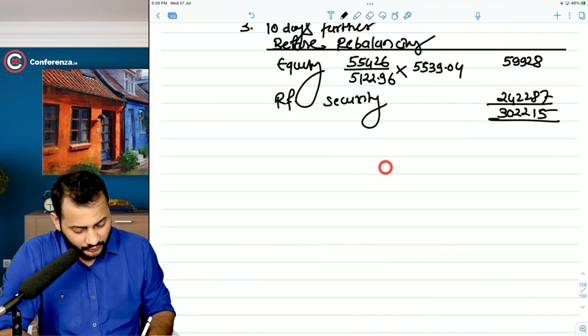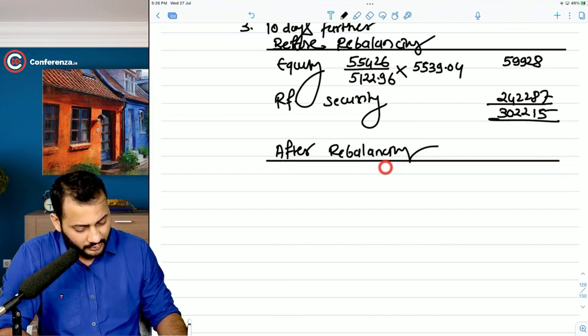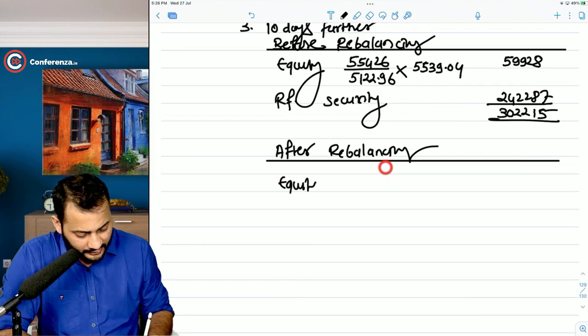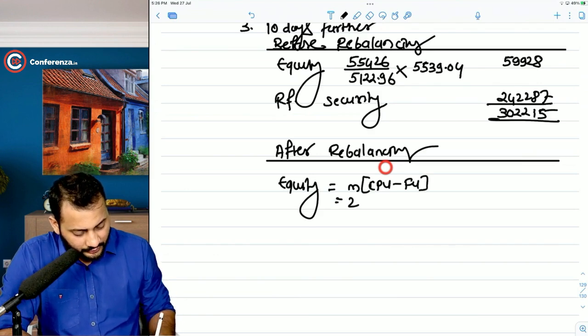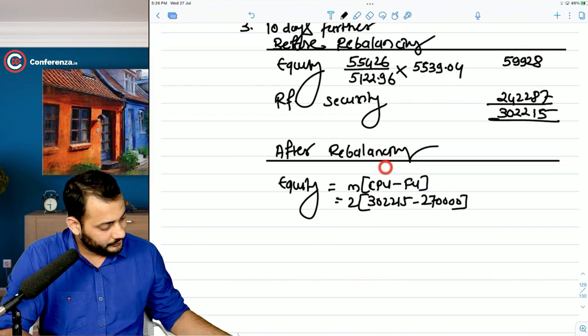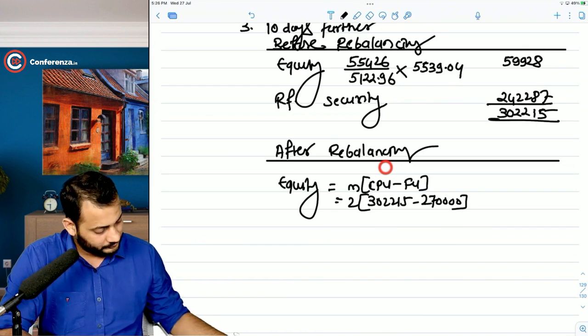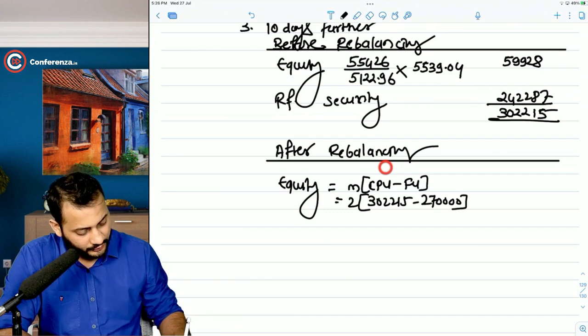Now what are you going to do? You are going to do the rebalancing, and we are going to write down how the portfolio will look after rebalancing. So equity is equal to multiplier in bracket current portfolio value minus floor value, 2 in bracket 302,215 minus 270,000, and that comes to 64,429.